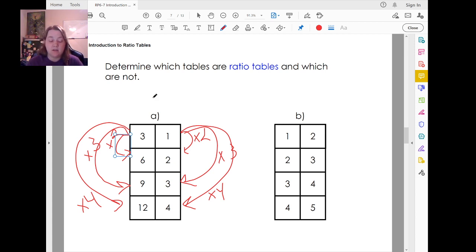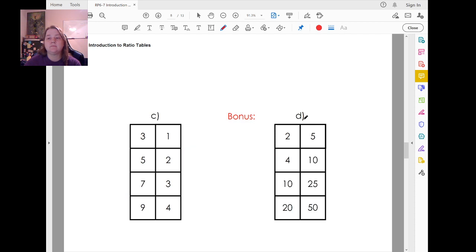Let's take a look at letter B. How do we go from 1 to 2? Well, from 1 to 2, we're going to multiply by 2. Did we multiply by 2 over here? 2 times 2 is 4, not 3, which means that this is not a ratio table. Go ahead and try this one on your own. Pause the video. We'll talk about it when you come back.